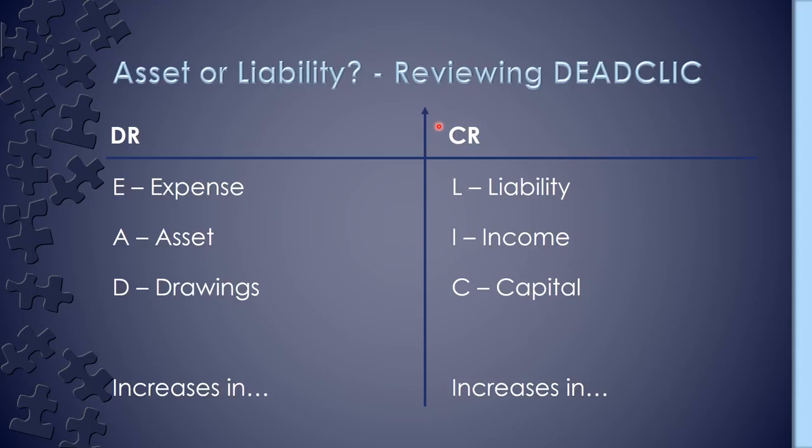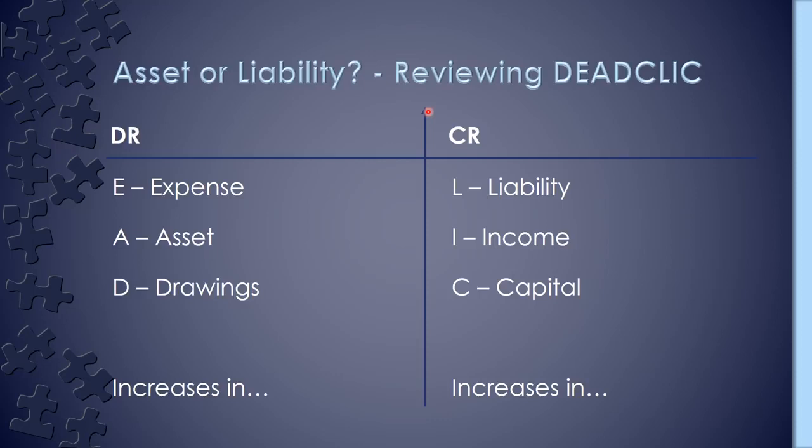The important thing here is to remember that a credit in a liability account is only a credit if the liability to the business is increasing. So this is why I always put this little arrow at the top, because it just reminds me on what basis we're putting things into an account. So if something is increasing, then you can apply DeadClick.